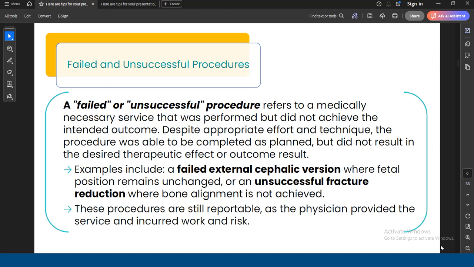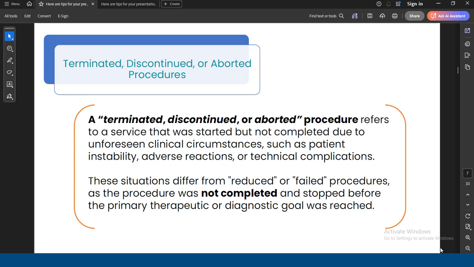So what is the important concept here? Whenever physician will perform the procedure and if the physician is unable to get the desired result, we need to use the complete CPT code. We will not use any modifier along with failed and unsuccessful procedure. Next we have terminated, discontinued or aborted procedure. So basically these are intentional termination, discontinuation or aborted procedure. So sometimes because of patient's extenuating circumstances, physician will stop the procedure. So that time we will follow these guidelines.